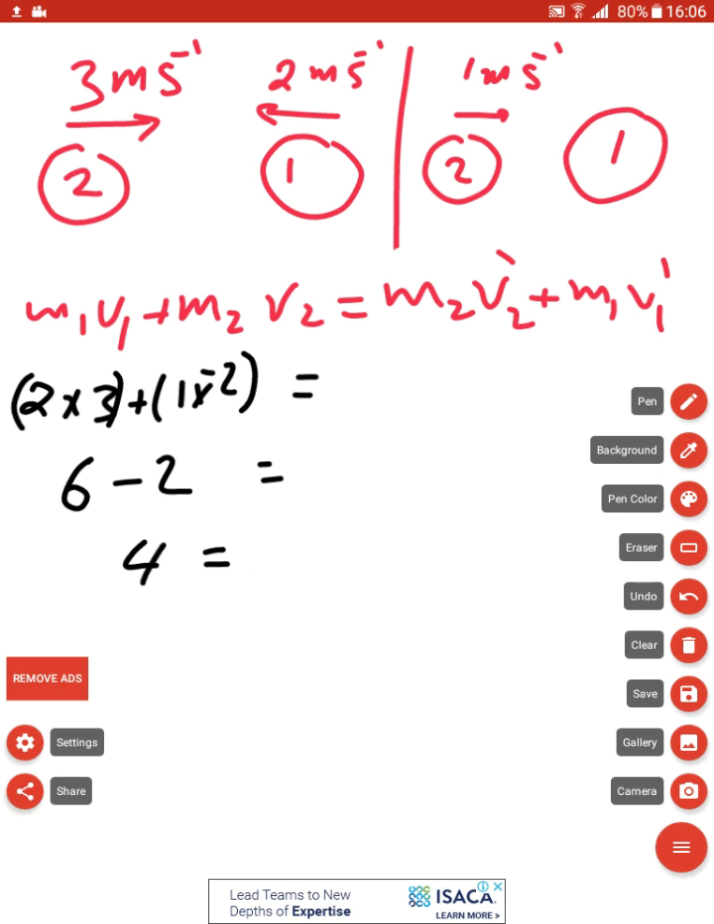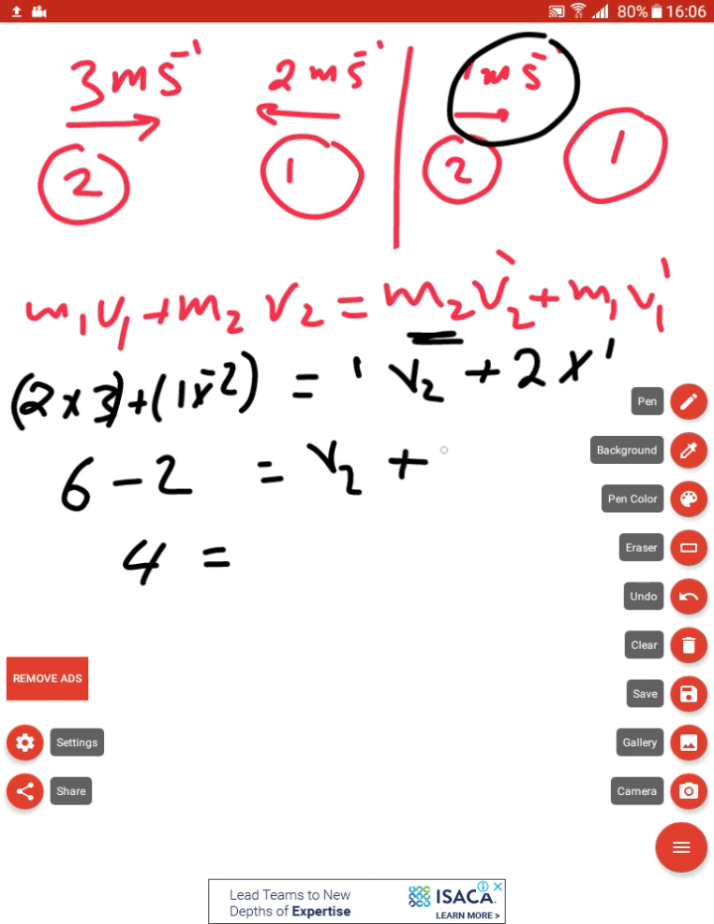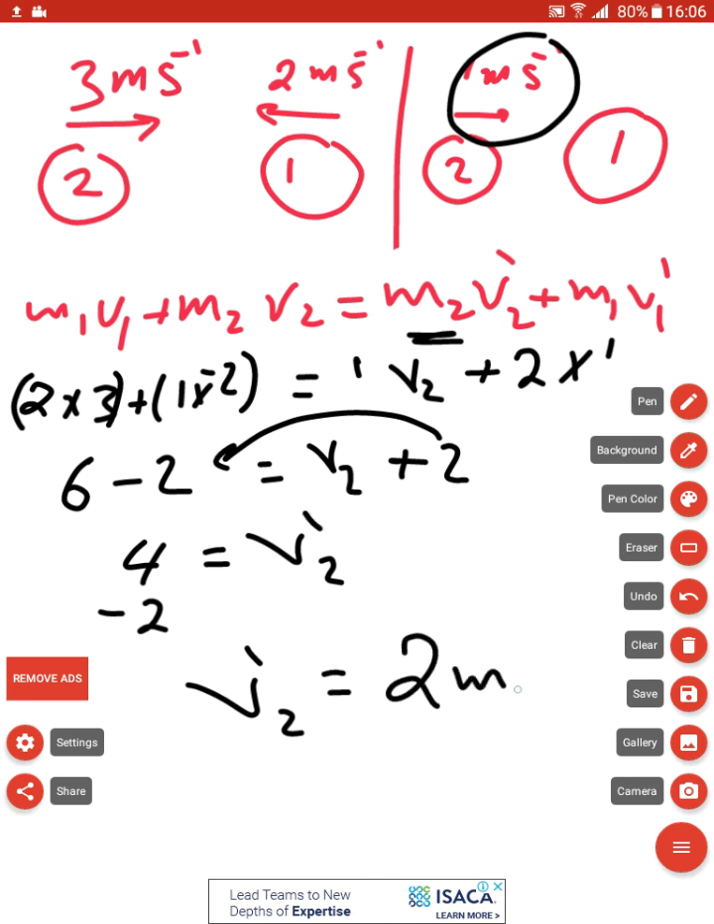On the other side, we have mass 2, which is 1, and its speed is unknown, and mass number 1, which is 2 kilogram, and its speed is 1 to the right, so it is positive. So here we have V2 plus 2, okay? If we take this 2 to the other side, we have 4 minus 2 equals V2. So the speed of the second object is 2 meters per second, and it is positive, so this object will move to the right.